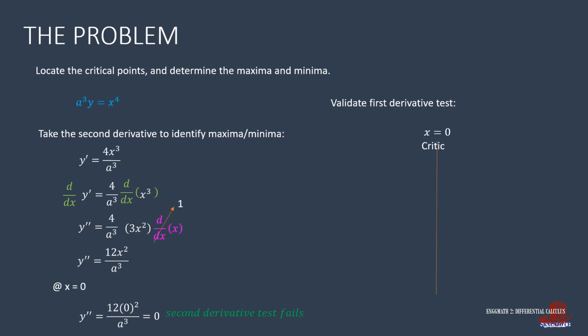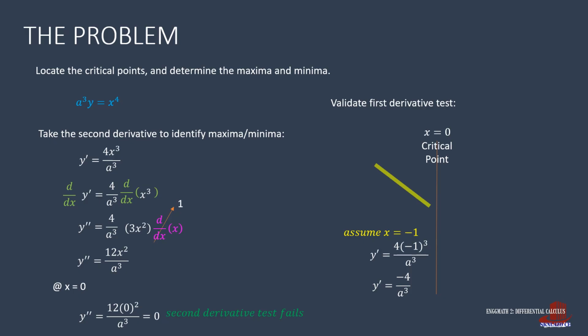So we continue validating maxima or minima using the first derivative test. In this test, locate the critical point x of 0. And this is the dividing line for the test. From the range where x is less than 0, we assume x of negative 1. Place this into the first derivative equation and have 4 times negative 1 cubed over a cubed. Y prime turns out to be negative 4 over a cubed. The negative slope means that from top left, the curve slides down to the right.